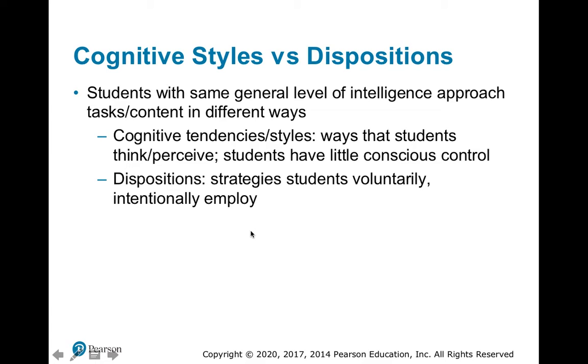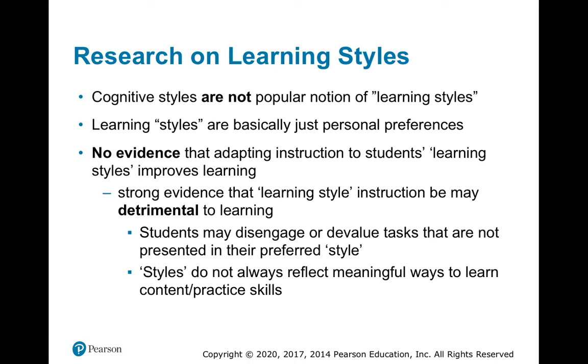So ada dua kat sini, satu bagaimana dia berfikir, berpandangan tentang suatu perkara, yang kedua apakah strategi yang digunakan. Okay, research on learning style. I think everyone know about learning style. Gaya pembelajaran kan, semua rasa dia ada learning style yang tersendirilah kan, visual, auditory ataupun kinesthetic. But actually cognitive style kan, cara kita berfikir, sebenarnya are not popular notion of learning style.